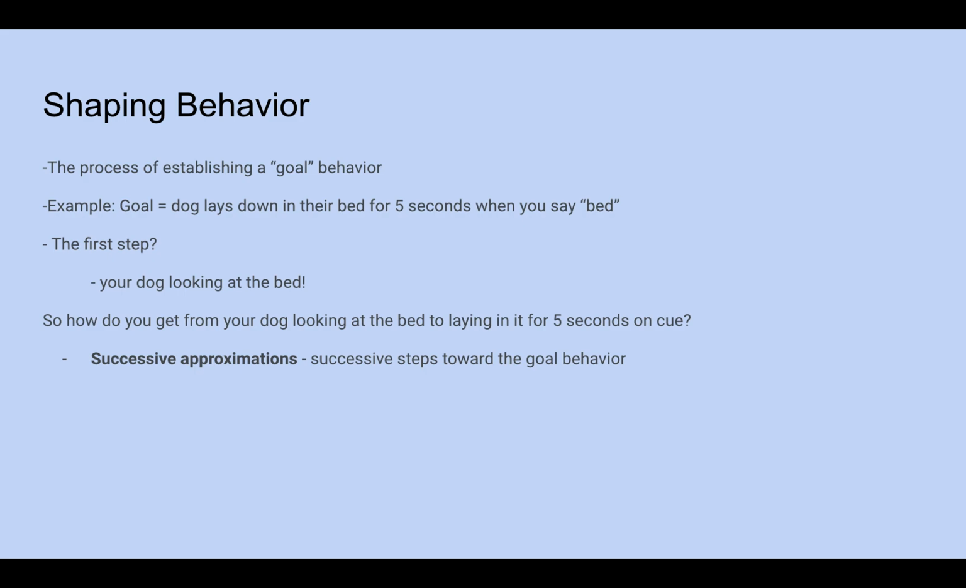Now, this is something you could also cheat, and there's no cheating in training. If it works, it works. But putting some food in your dog's bed to get them interested in the bed ahead of time would be a really good way to speed this process up. But the idea I'm trying to get here is that we're trying to reward all these little things along the way that take our dog from laying down in the kitchen to wanting to go lay down in their bed, because that's where they get rewarded. So the first step is them looking at the bed, and then we're going to use successive approximations along the way to step us toward that goal behavior.